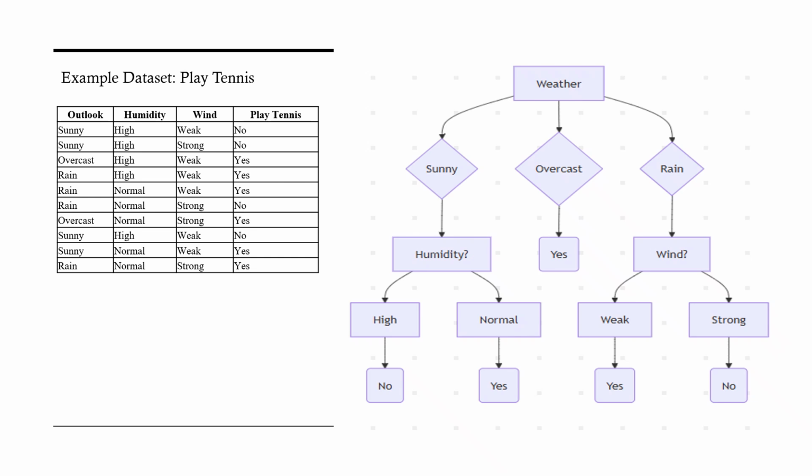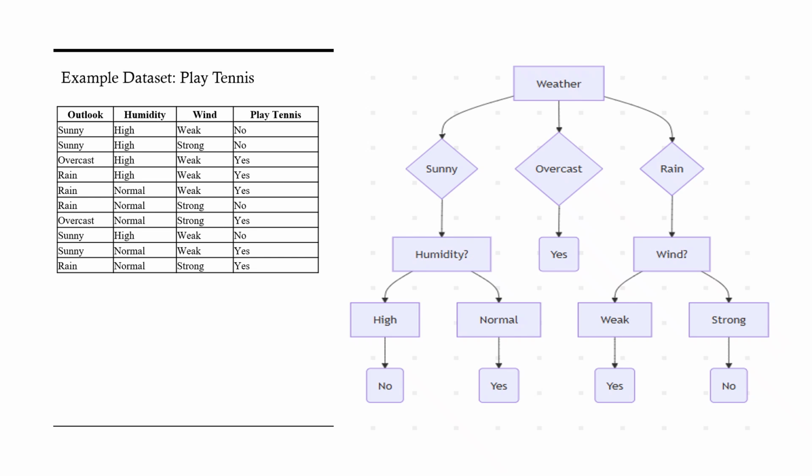If it is sunny and the humidity is high and the wind is strong, we can't play tennis. No. Overcast: if the humidity is high and the wind is weak, then we can go for playing tennis. Rain: humidity is high and the wind is weak. Yes.